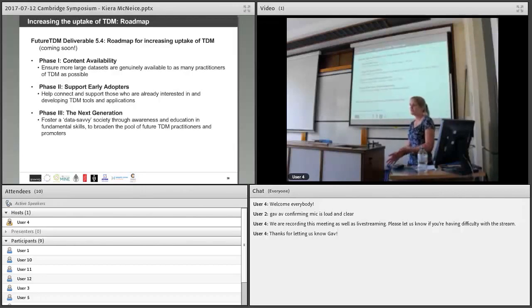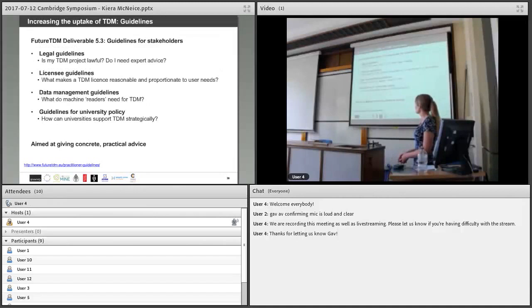The other thing this project has been putting together, which is now available on our website at this address, are some practical guidelines for stakeholders. So we identified four key areas where we thought that the future TDM learnings could really help people address challenges in the text and data mining landscape. I'll just go briefly through these.